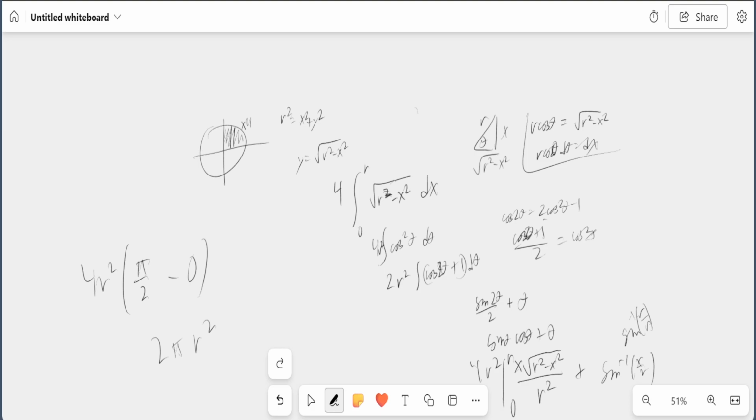Cosine 2 theta plus 1 over 2 r squared. Oh, no, I didn't do, okay. We went from 4 to 2, and then I went back to a 4 over here. This should be 2. Does that make sense? So that's a 1. Okay, does that make sense? Okay. I guess I'll move on.